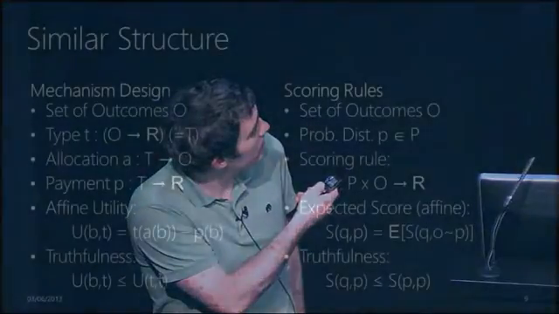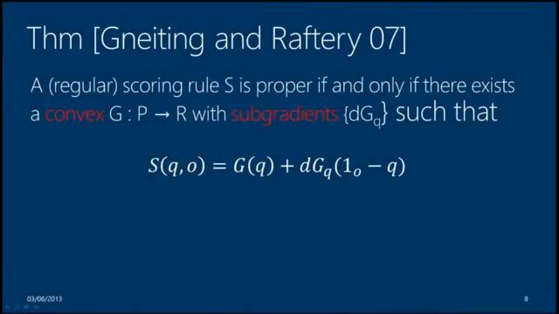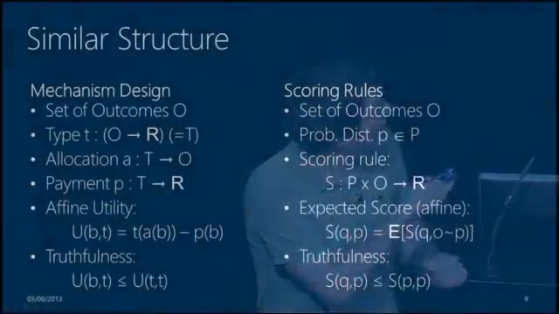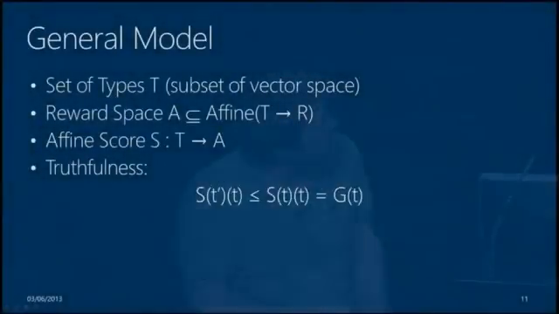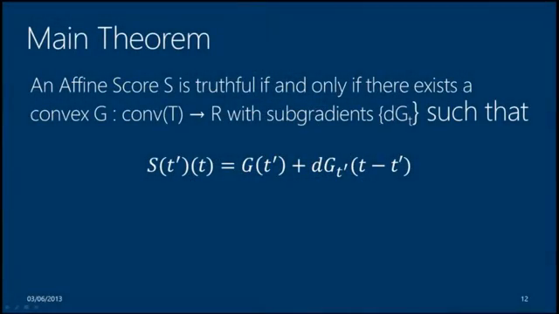So in fact, if you look at this here, and then we go back a few slides and look at the Gneiting and Raftery characterization theorem, right? The two equations are very similar, and it's not going to be an accident. The major thing to say is that basically truthfulness consists of picking some convex function and then a selection of its subgradients, and it's an if and only if characterization.